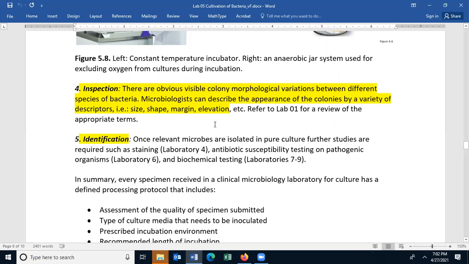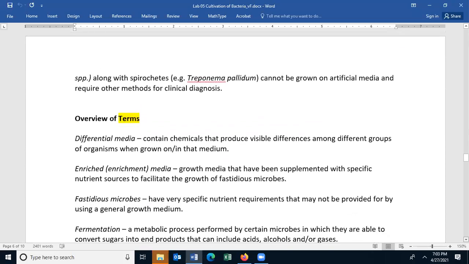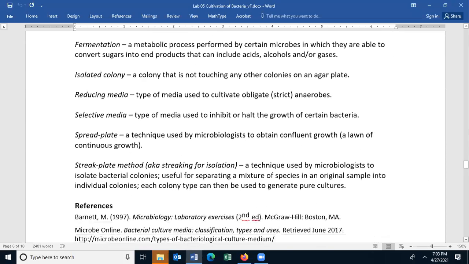Most of the time, though, you'll need to do identification, and you'll take that species, make it a pure culture, and then run biochemical testing on it. And we'll talk more about that in the later labs. So know the terms of this lab.